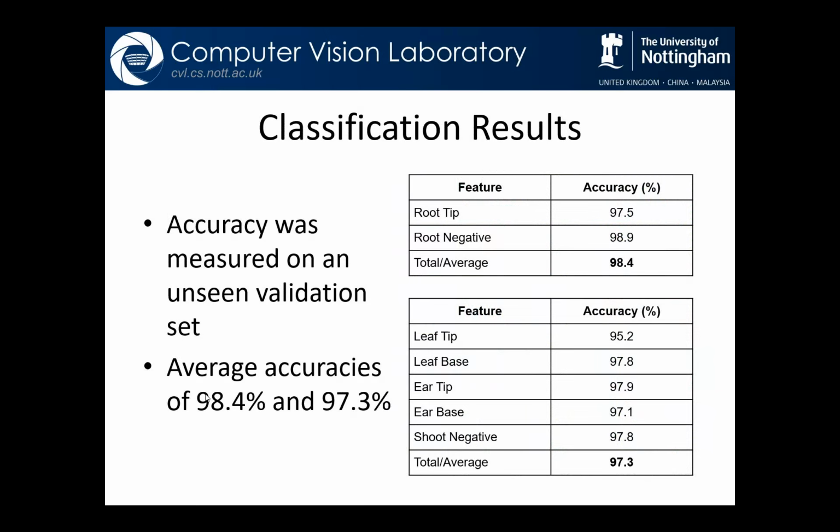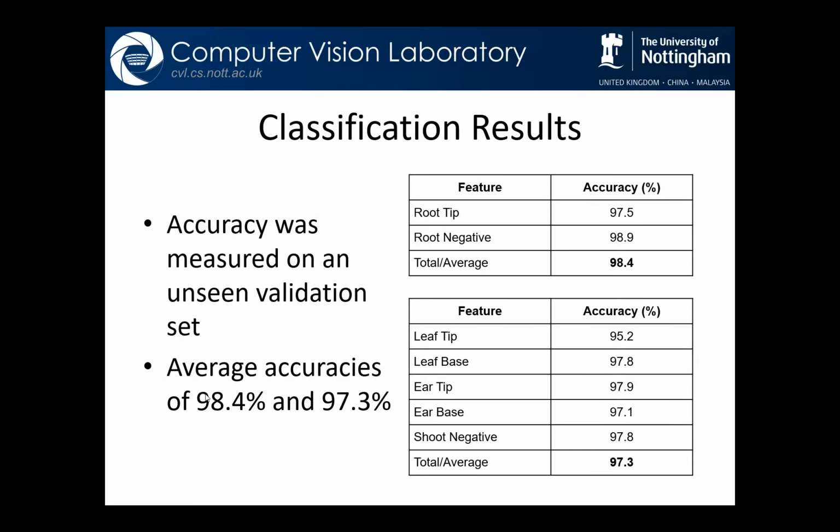So it's detecting root tips and root not tips, should we say, root negative, with an accuracy of nearly 98.5%, which is to say that if you give it a random crop of one of these images, it will get it right 98% of the time, which is starting, I think, to move towards the point where we can fully automate RootNav. So, I was pleased.